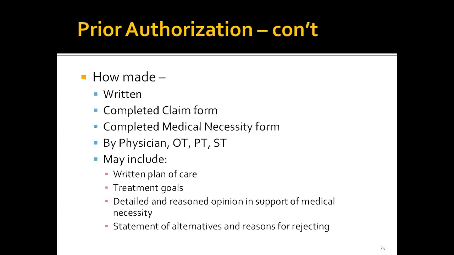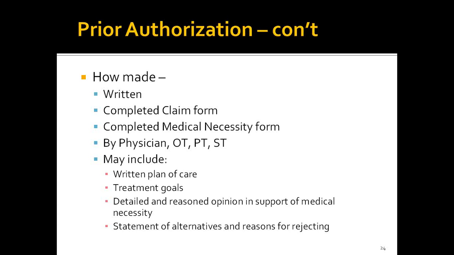So, going on to the next slide, how do you make this request? Well, one, it needs to be in writing. The providers will have complete claim forms. There'll be a medical necessity form. As I said earlier, it will be made by a qualified individual, whether that's a physician, an OT, a PT, a speech therapist. It might be done by a hospital rehabilitative service. And the request is made to Vermont Medicaid.